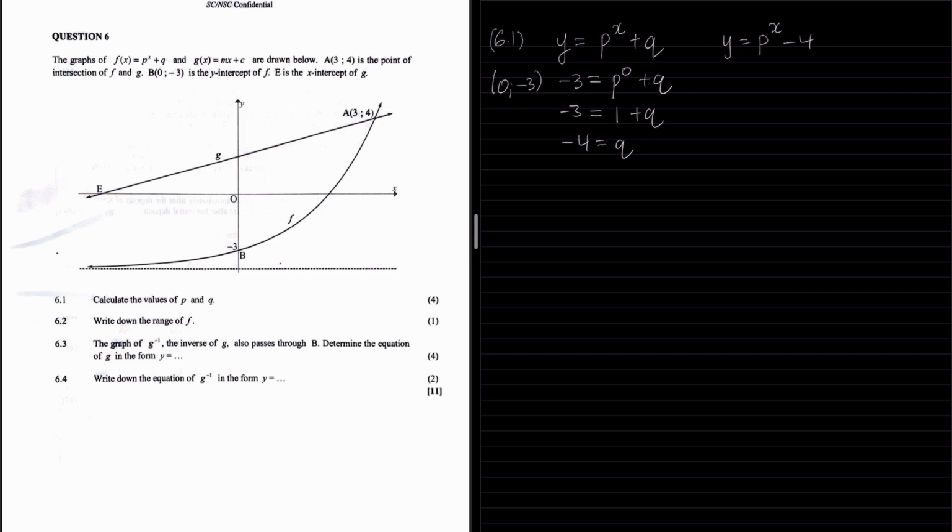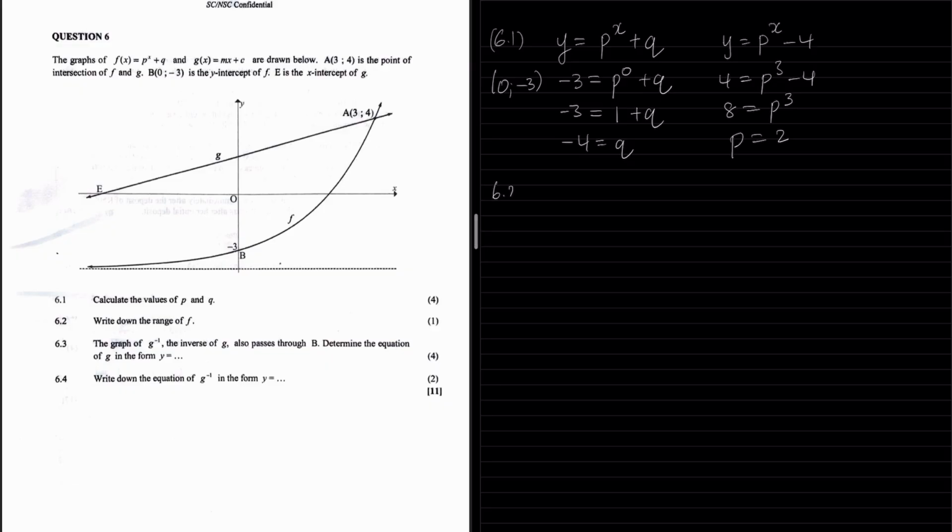Now we can substitute a point in and then solve for p. We have another point, (3; 4). So 4 = p^3 - 4. 8 = p^3. So something to the power of 3 is 8. I think this is quite straightforward. p is then equal to 2. So we have our values for p and q.